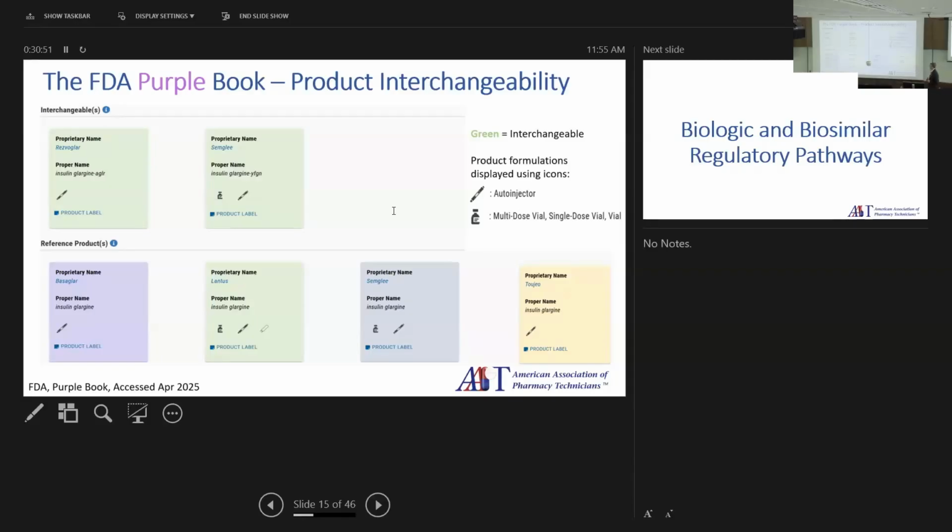And then also, the results screen will show what formulations these medications are available in. So you see that Semglee as well as Lantus are available in auto-injectors and multi-dose vials. Resviglar is only available as an auto-injector. So you can see what formulations they're available in.